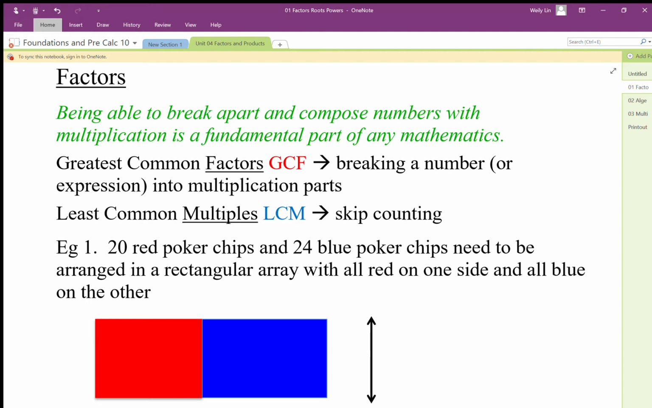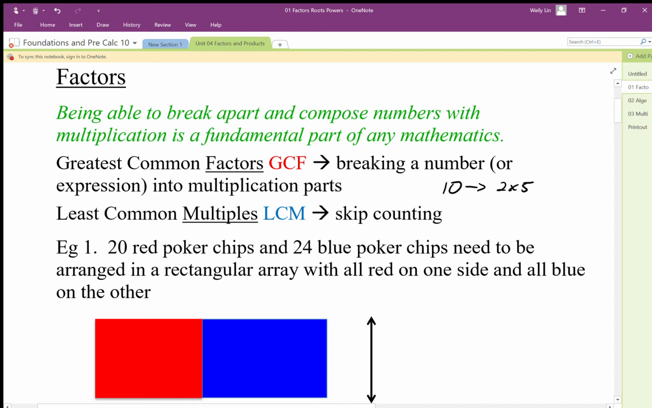One of them is the greatest common factor. Factors are the pieces that we break apart to make other numbers. So for example, if we want to break apart the number 10, we can break it up into 2 times 5. So 2 and 5 represent factors. Okay, so here we have 10 goes to 2 times 5, that's factoring.